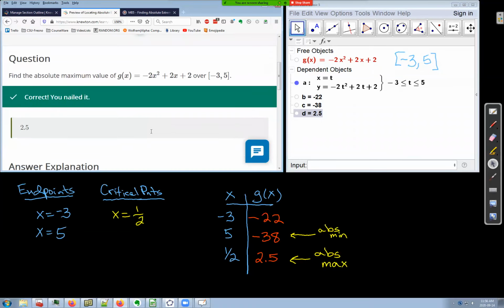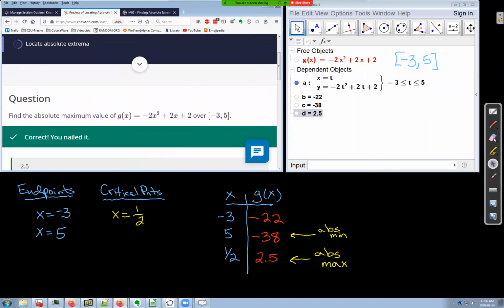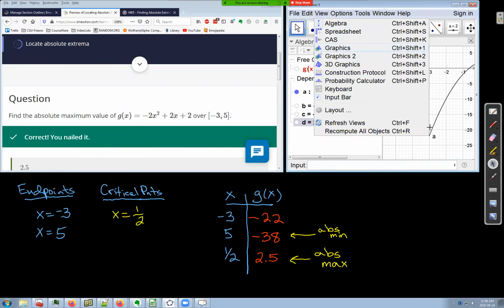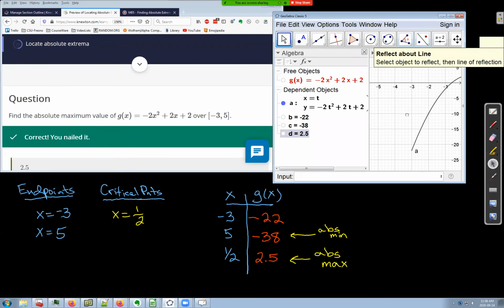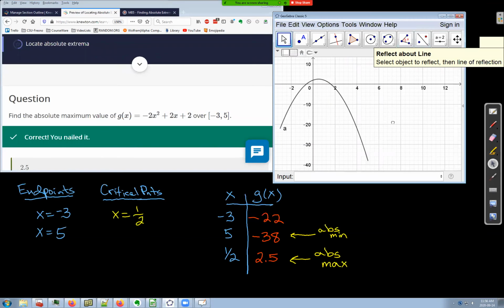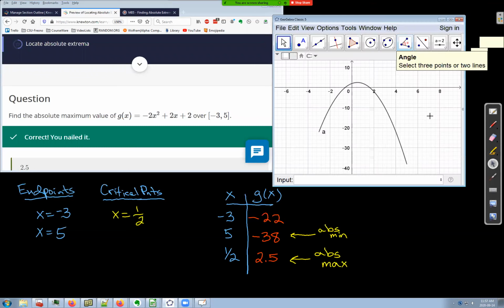While we're at it, I always like to draw graphs of these things, because that makes me feel good. I like to visualize all the work I did. All of this work was just abstract, and I like to draw the graph so I can actually see it. With GeoGebra, it's really easy to draw the graph. So there's the graph right there.